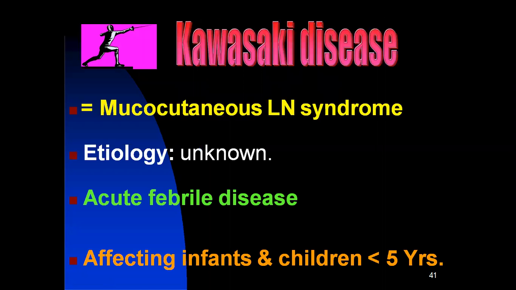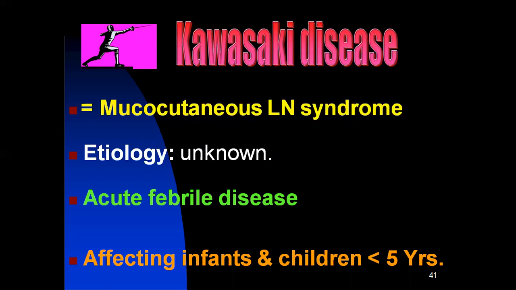Welcome to the third part of vasculitis. In the first two parts, we have seen the various types of classification, and we have also seen the varieties of large vessel arteritis. Also, we have seen the medium sized vessel arteritis. And continuing the types of vasculitis, now we are going to discuss Kawasaki disease.